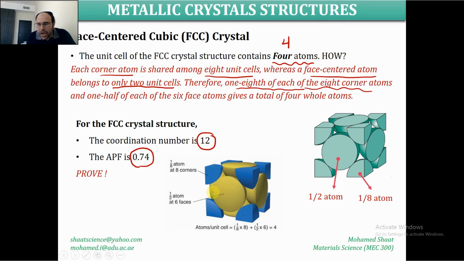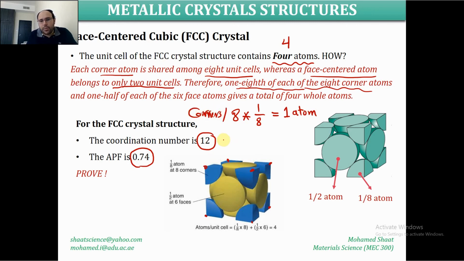How many corners do we have for any cubic shape? We should have 4 corners on the top, 4 corners at the bottom. So this is 1 corner, this is the second, the third, the 4 on the top, and we have another 4. And there should be 1 on the back, which is not seen. So in total, we have 8 corners times 1/8 of an atom at every corner. So this is going to give us 1 atom. This is at the corners.